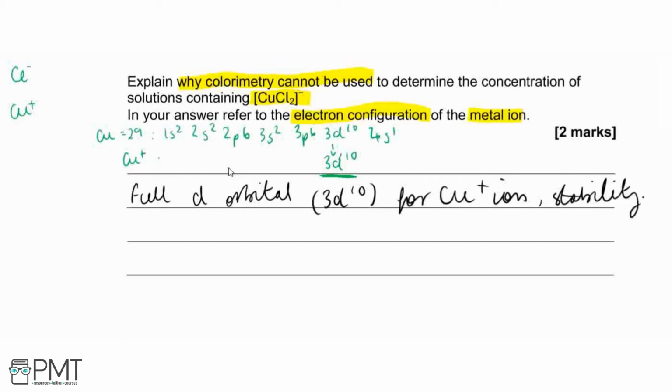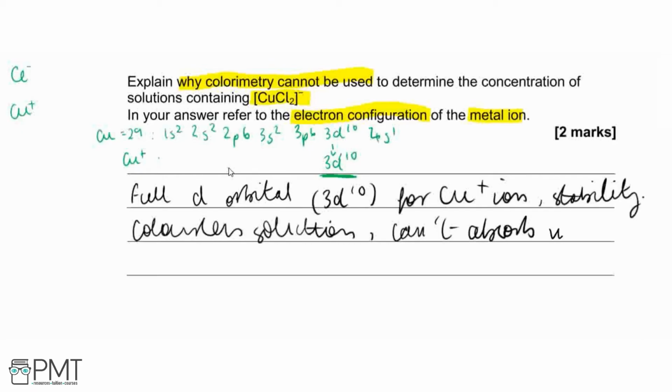Therefore, we've got a colourless solution for this complex. And what this means is that it's not going to show up on colorimetry. Colorimetry involves the absorption of visible light. We can match the absorptions to certain concentrations of coloured solutions if we run a control graph. But if we've got a colourless solution, that means it can't absorb visible light. Therefore, it's not appropriate to use for colorimetry.